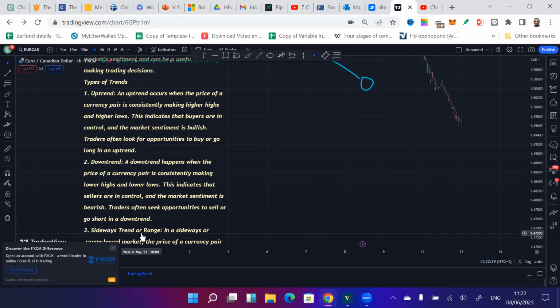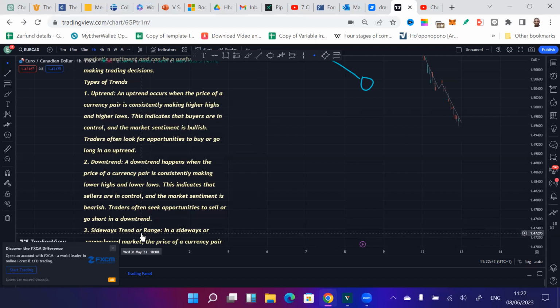Whatever you see in the market is a trend. But the question is, is it an uptrend? Is it a downtrend? Or is it a sideways trend? That's the question. Whatever you see in the market at every time is a trend.